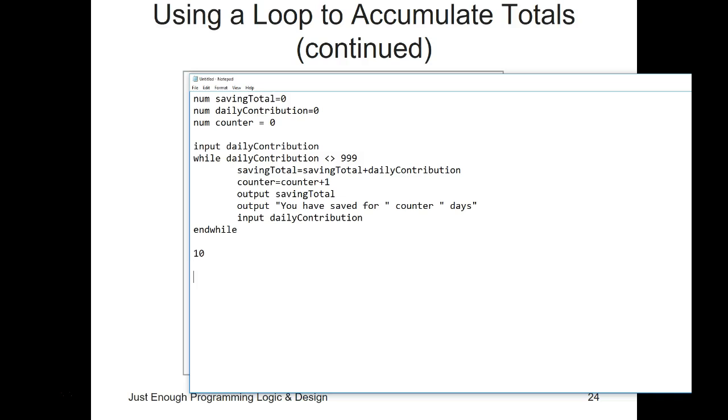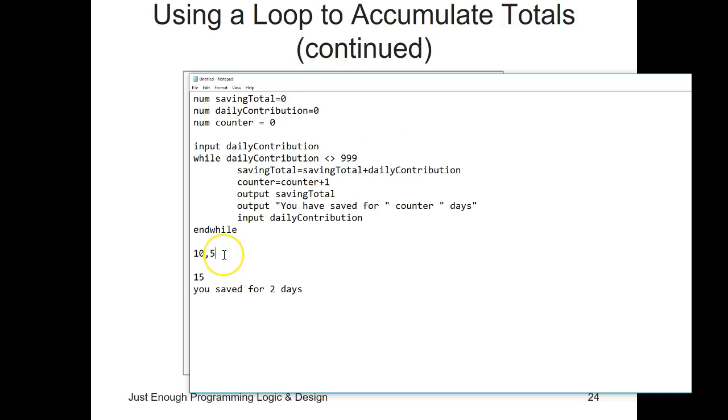So it's going to run, and it's going to output saving total, so it's going to output 10. And because we already added 1 to counter, it's going to say you saved for 1 day. That's actually going to say 1 days, but we'll leave the logic alone on that. The next day comes in, and I only had $5 extra. So it's going to loop again, and now it's going to output that I have $15 and I saved for 2 days. We could keep that accumulation going as long as we wanted to.